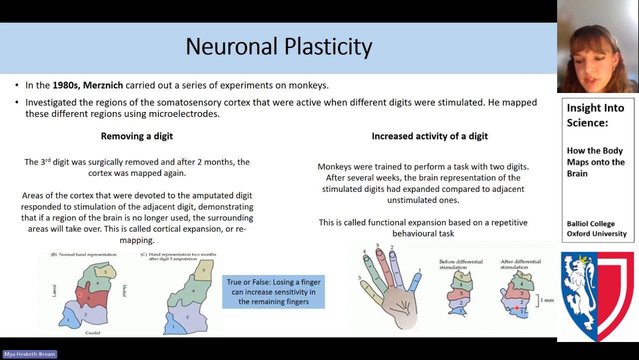Very nice, so we've got 100% true so far. Yeah, so that is absolutely correct. If you were to lose a finger like digit 3, you've now got more brain space for digits 2 and 4. So then you actually have a greater sensitivity in those 2 fingers because you've got more power to do so.